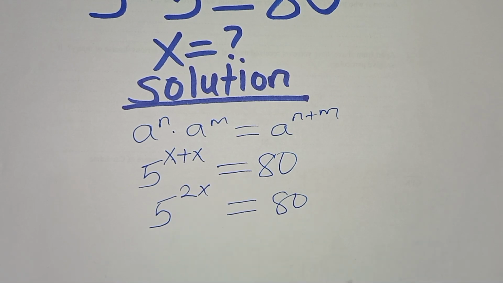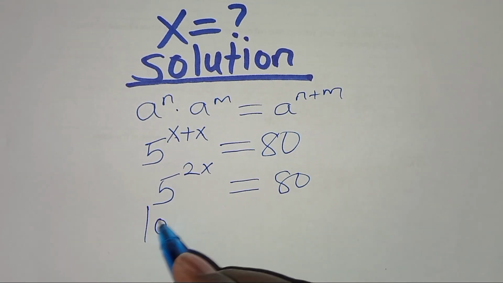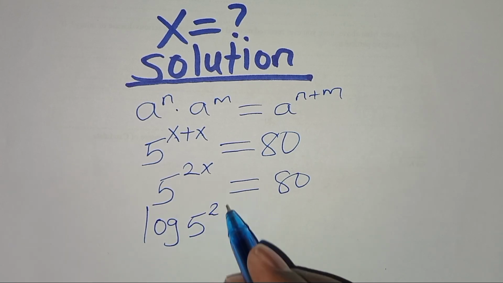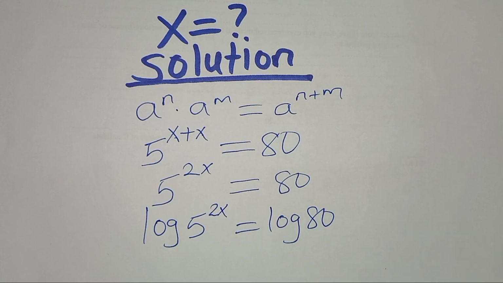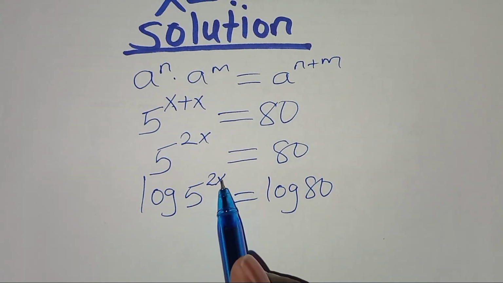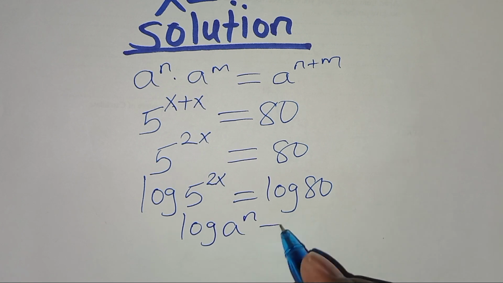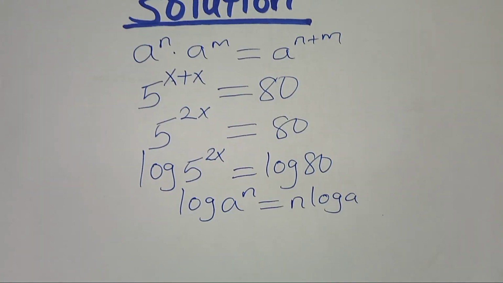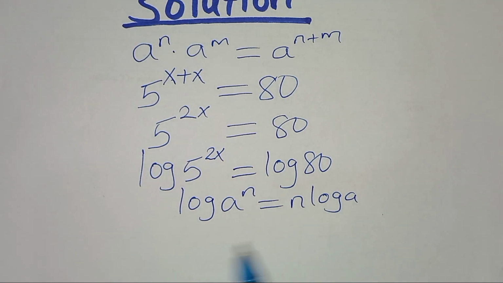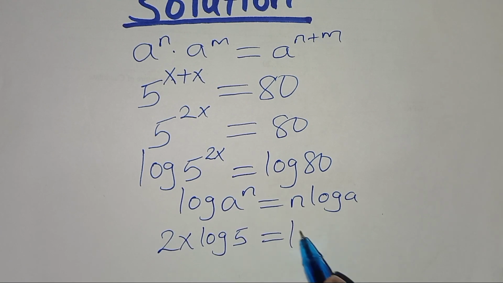So to solve for the value of x, let's introduce the natural logarithm on both sides. So you'll have log 5 to the power 2x, this is equal to log 80. Now, log 5 to the power 2x is in the form of log a to the power n, which you can express as n log a. So the next step, applying this property, log 5 to the power 2x becomes 2x log 5. So this is equal to log 80.